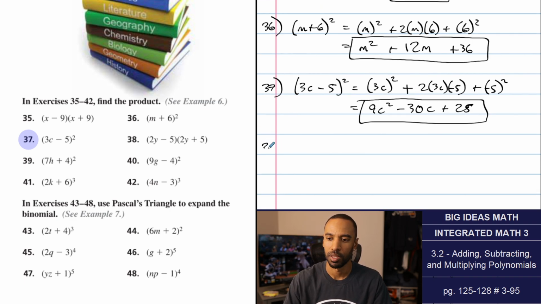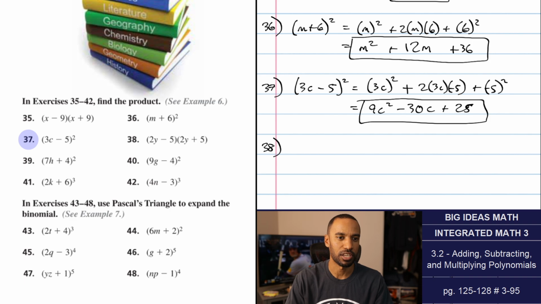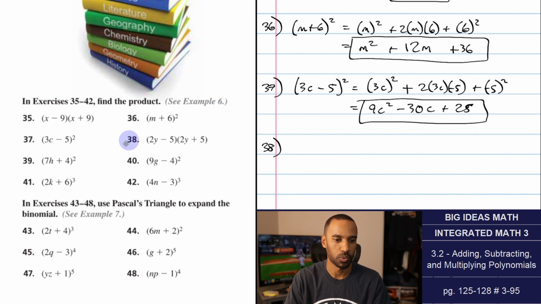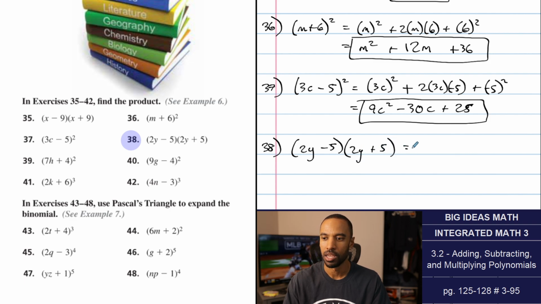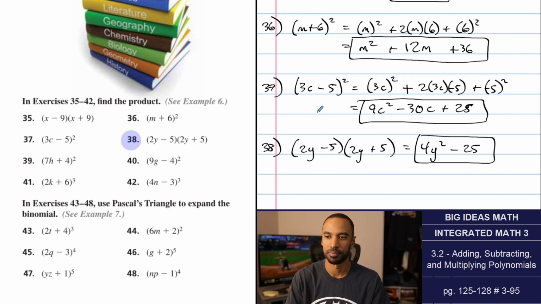It's number 37. Okay, guys, number 38 is the next difference of two squares. I'm not going to show the extra work in between, but I'll say it. This is a minus b times a plus b. That'll be a squared minus b squared. You got to remember, though, when you square 2y, you got to square the 2 as well as the y. So 2y quantity squared is 4y squared minus 5 squared, which is 25. That's the result.